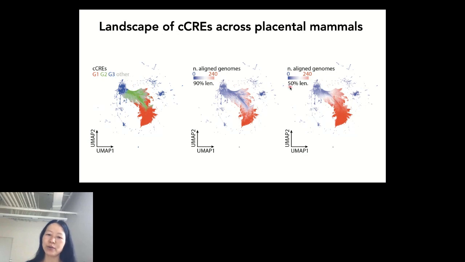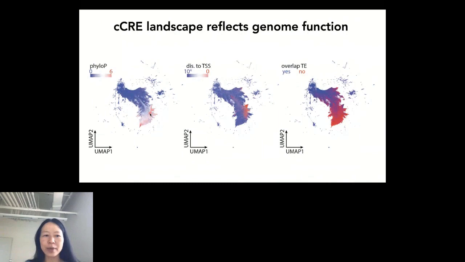It depends on how much of the length you require them to be aligned. That's why we call these actively evolving, because bits and pieces of them are highly aligned, but others are not. Then we can layer on this heat map the 240 PhyloP score, and you can see group 1 here, only the most extreme tip of the continuum has very high PhyloP scores. And distance to the nearest transcription start site shows up as ridges in this heat map, which also correspond to high conservation regions of the heat map.